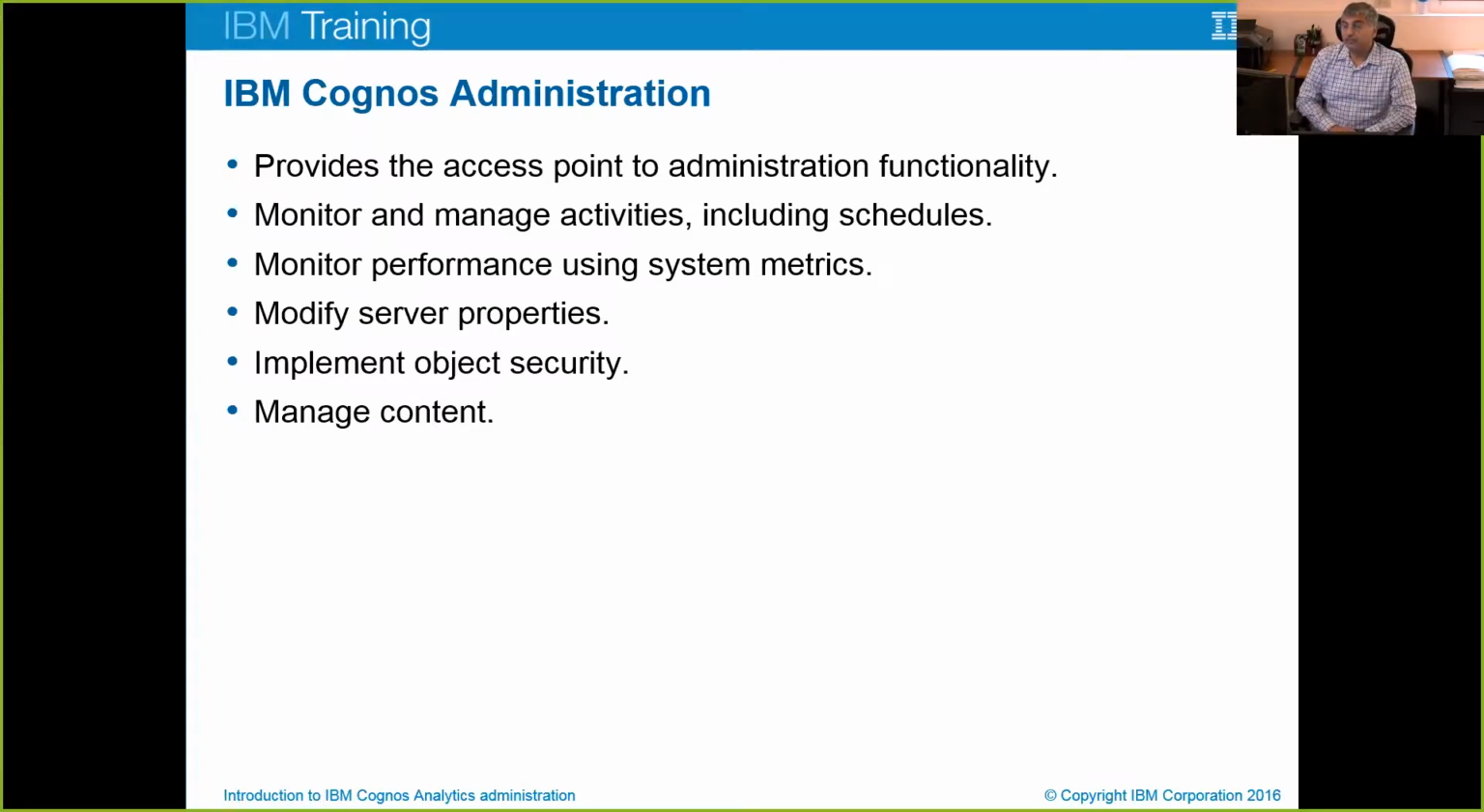All that is configurable and can be monitored using the IBM Cognos Administration Console. Modify server properties. You can modify what server group this server belongs to, and what kind of report processing this server would have. Implement object security. Who can see a particular folder? Who can see a particular namespace? Who can see packages, and what can they do with those packages? All that would come under object security.